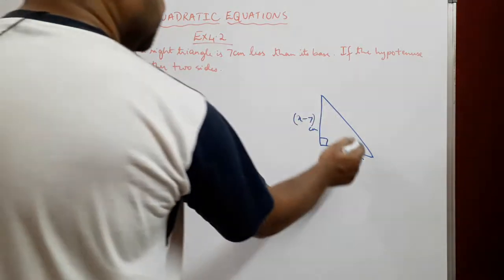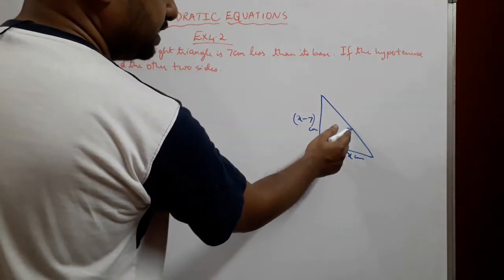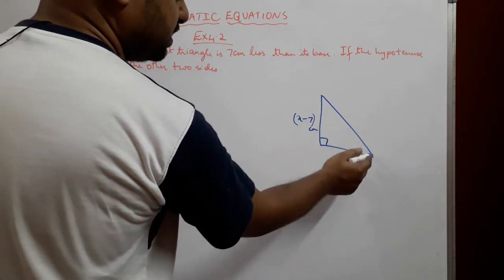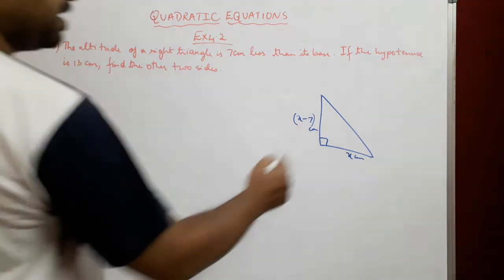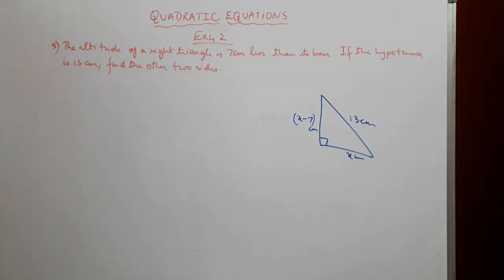And the hypotenuse is the longest side of our triangle and the side that is opposite to the right angle. So this is the longest side, this becomes our hypotenuse, and the hypotenuse is given as 13 centimeters. So we need to apply the Pythagoras theorem over here to get to the quadratic equation.